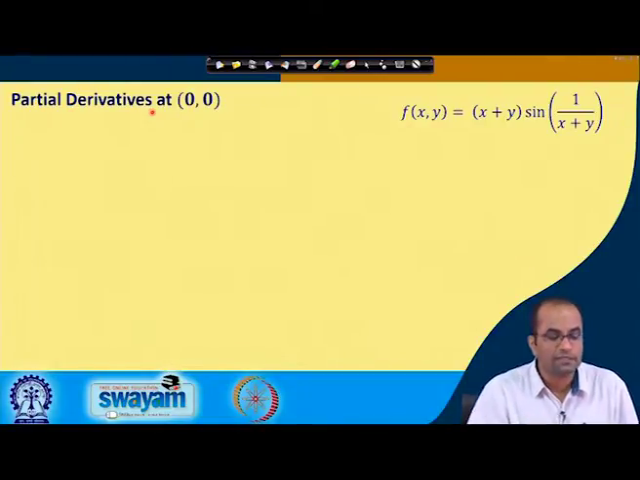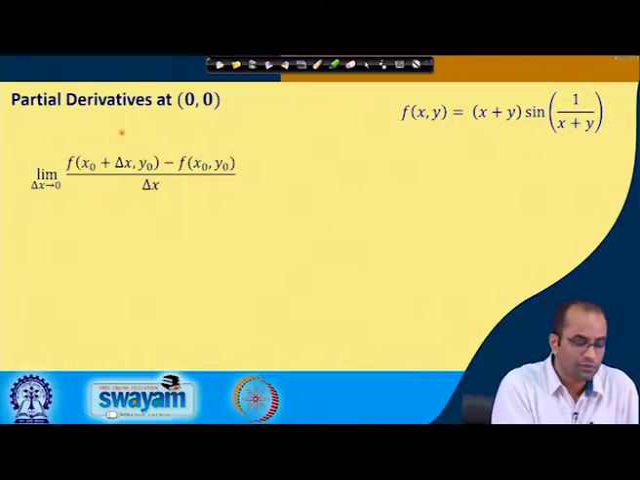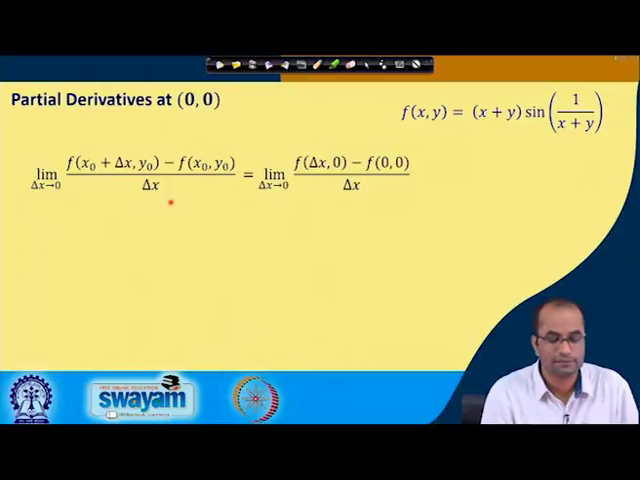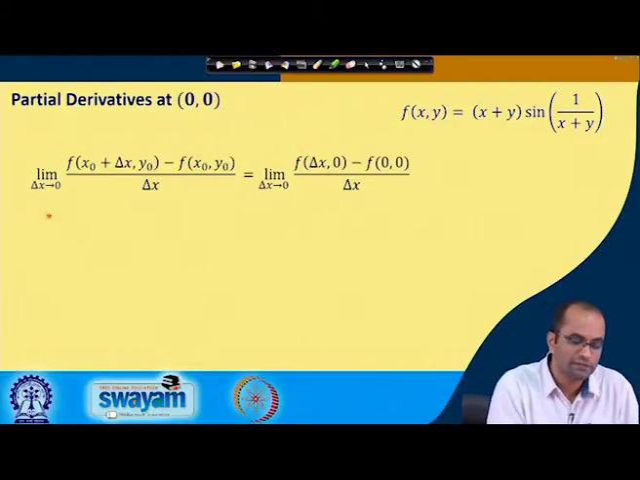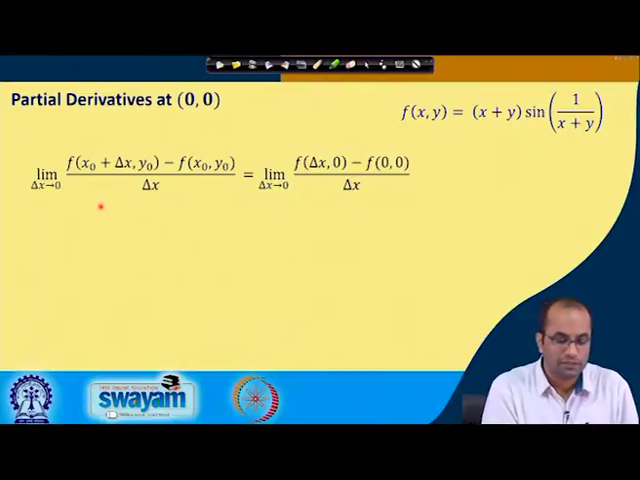Next, moving to the partial derivatives at the 0 0 point. We have this function, and we can now use the definition: the limit as delta x goes to 0 of f of x 0 plus delta x, minus f of x 0, over delta x. Since x 0 and y 0 are 0 0, we are talking about the derivative at the 0 0 point. So, we are taking this limit. If this limit exists, then we say the partial derivative with respect to x exists. If it does not exist, we say the partial derivative with respect to x does not exist.